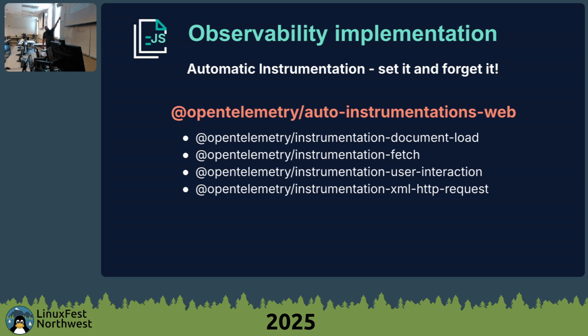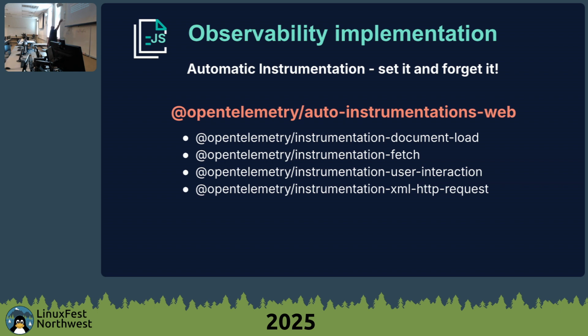Auto Instrumentations Web, the NPM package for OpenTelemetry, contains these 4 packages. Document load, which creates logging and traces for your loading of your actual site. Instrumentations fetch, which focuses around fetch. User interaction, so click, slide, drag, hover, let's make international hand symbols. And then instrumentation XML HTTP request in case you wanted to do one of those.